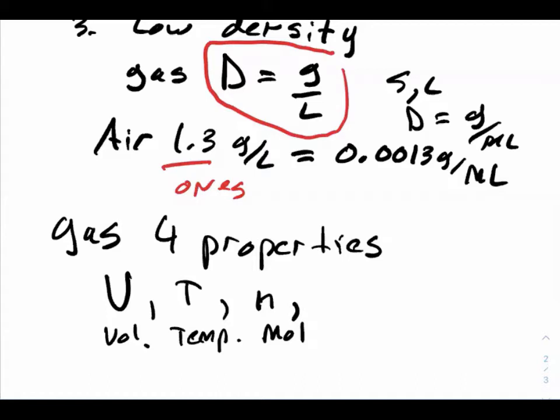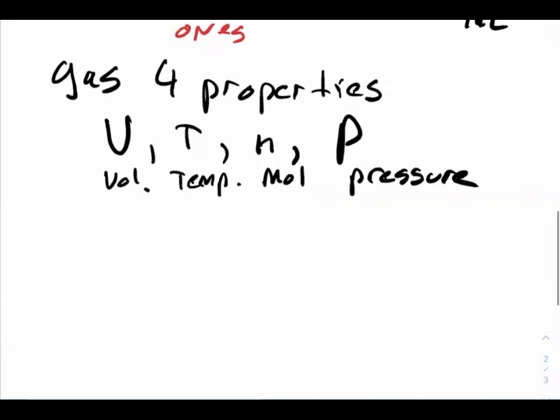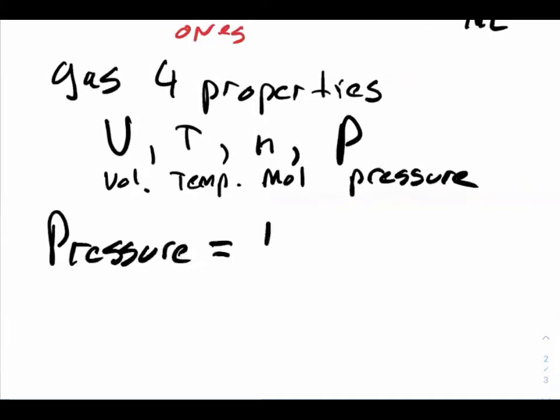And then there's actually a fourth, so we've seen volume, temperature, moles, but there's actually a fourth property, pressure. Because gases can be compressed, they have this property of pressure. Depending upon how compressed they are, they'll have different amounts of pressure. And since the fourth property is new, we need to define it. Pressure is equal to force divided by area.